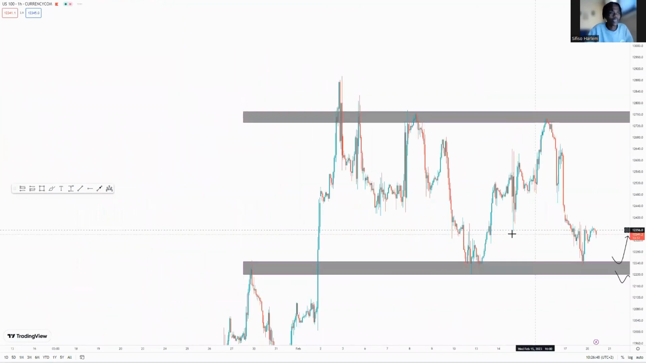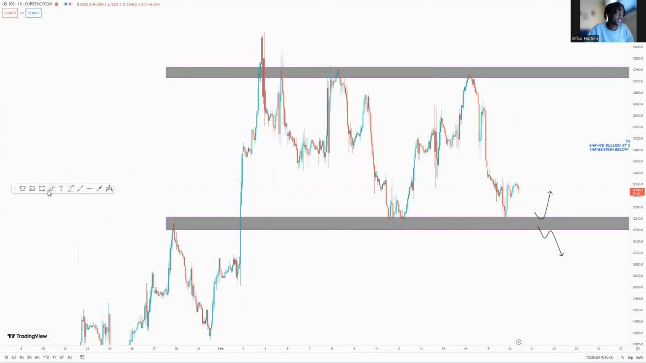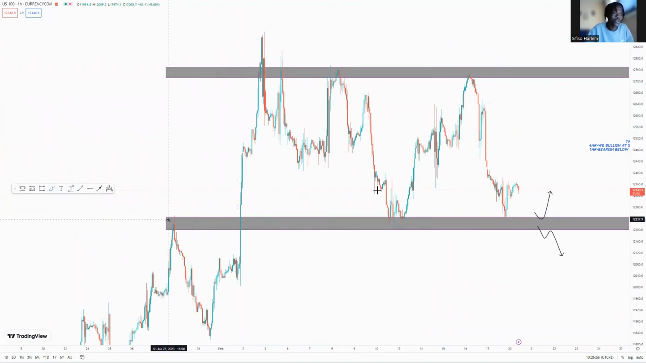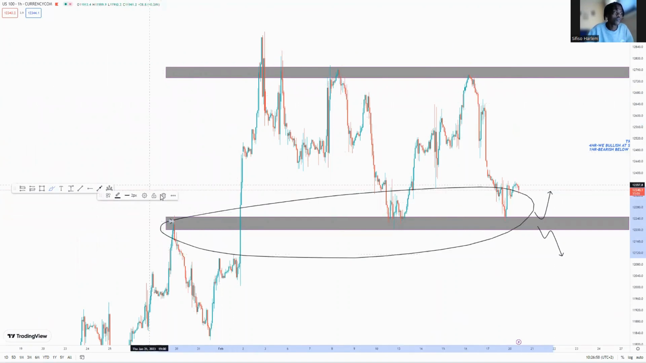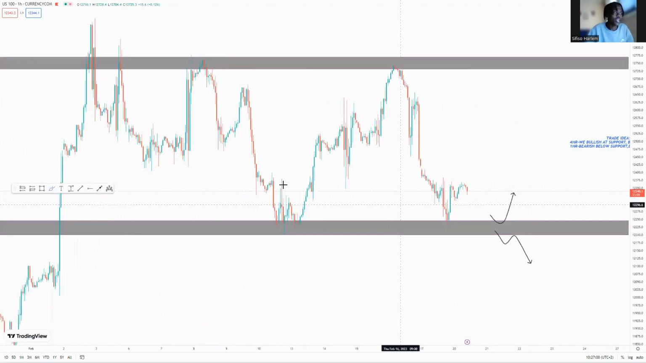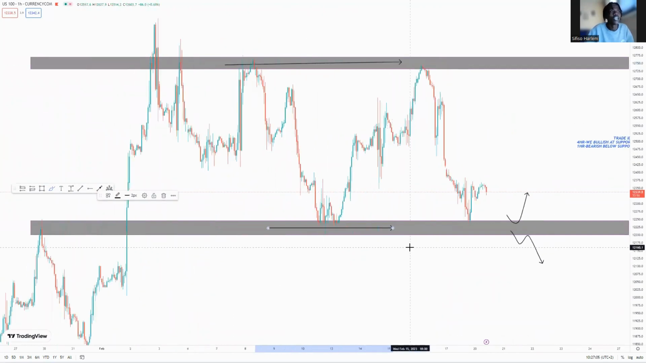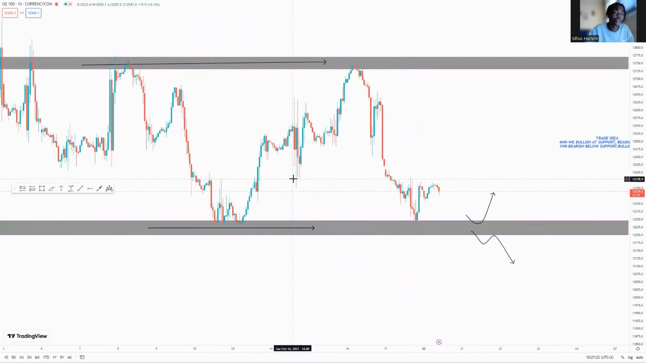We can tell that the NAS has printed out some sort of resistance right there, right? And we also have created some sort of support. So now when you have a zone on the upside and a zone on the downside, you know that every time we fail to break out of the zone to the upside, you need to look for reversals to the downside. Every time we fail to break the zone to the downside, you need to look for reversals to the upside, right? This is textbook forex bread and butter, support and resistance.